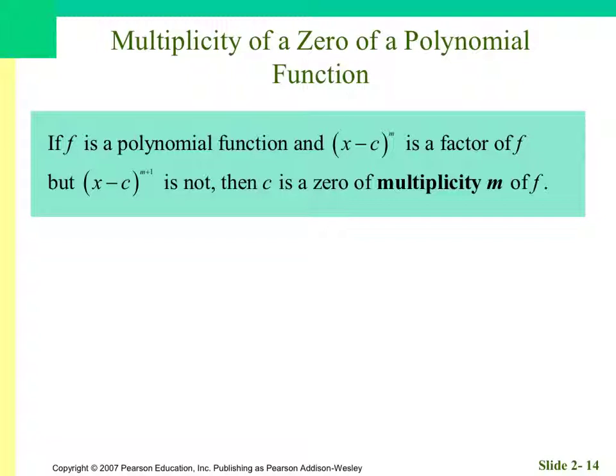Alright, if f is a polynomial function, the quantity x minus c to the m is a factor of f, but x minus c to the m plus 1 is not, then c is a zero of multiplicity m of f. We'll talk about what that means later.